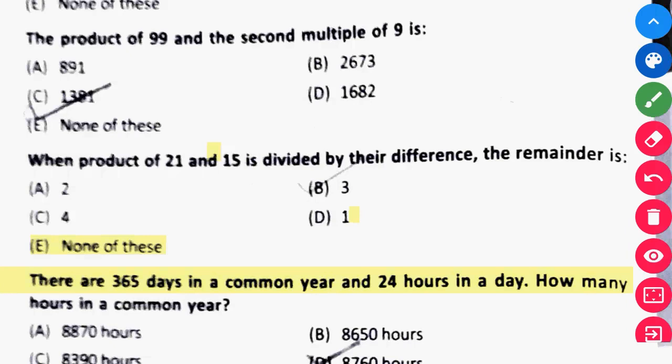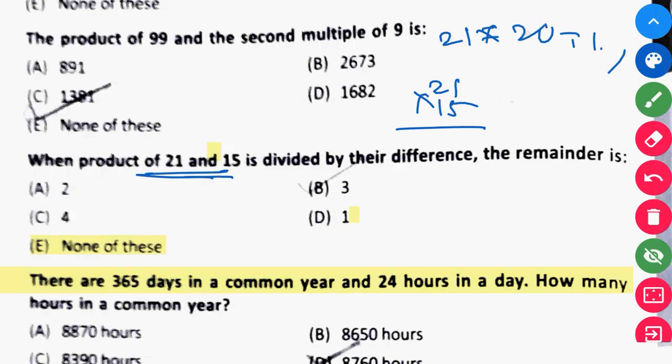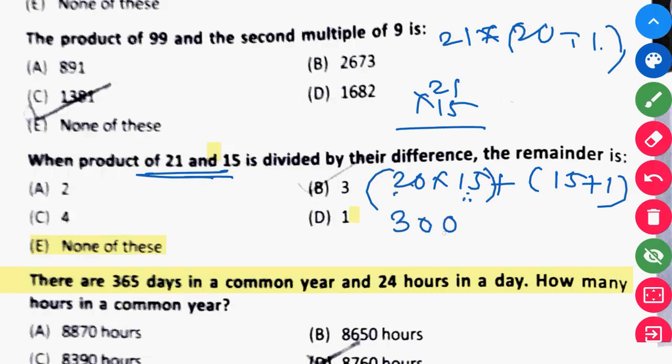When the product of 21 and 15 is divided by their difference, the remainder is. Now see, you have to first calculate the product of 21 and 15. So again, here you can do one thing. 21 is equal to 20 plus 1. Now again use the distributive property of multiplication. 20 multiplied by 15 plus 15 multiplied by 1. 20 multiplied by 15: 15 zeros are 0, 15 twos are 30, 300 plus 15. So 315 is the multiplication of 21 and 15.